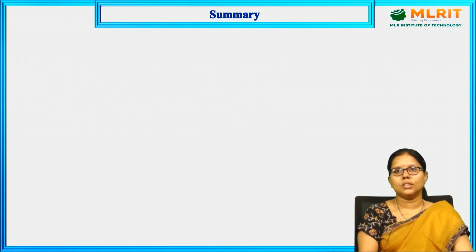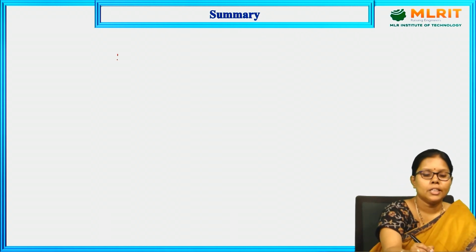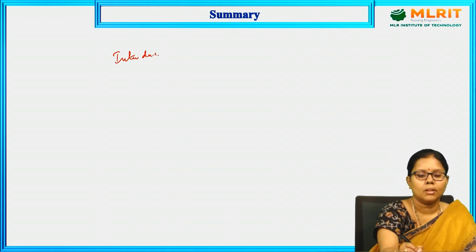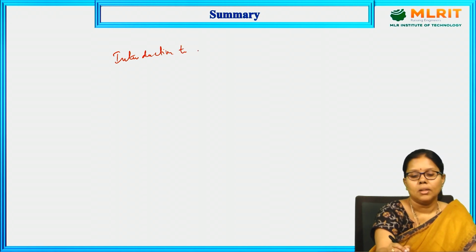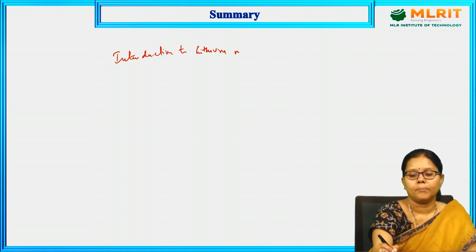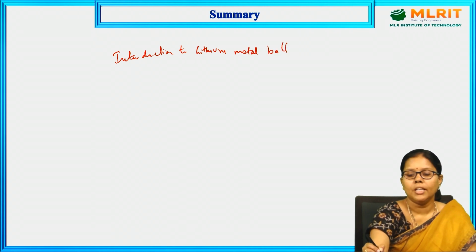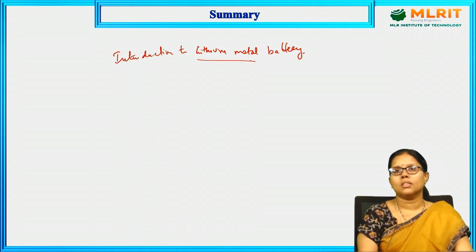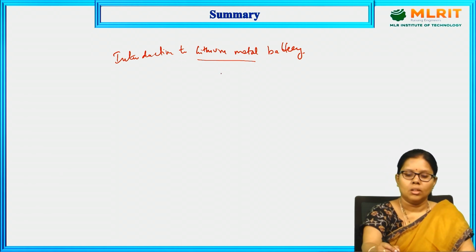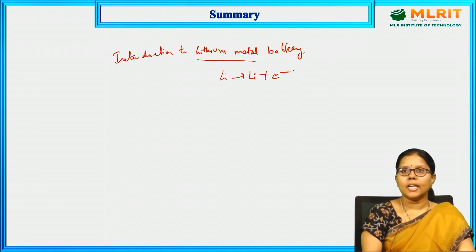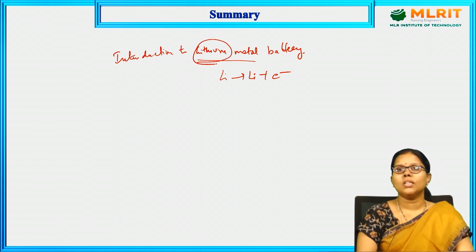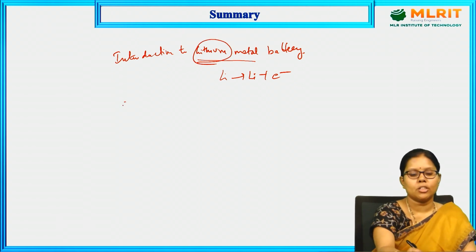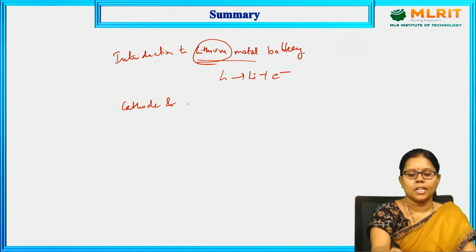Summary. In today's class, we have discussed the introduction to the lithium metal battery. Why is it superior? What is the advantage of lithium metal? Lithium always acts as the anode. It gives only one electron. Lithium is oxidized to lithium plus one electron, and the anode, lithium, is fixed. The life of the lithium metal battery mainly depends upon the cathodic material and the electrolyte we use.